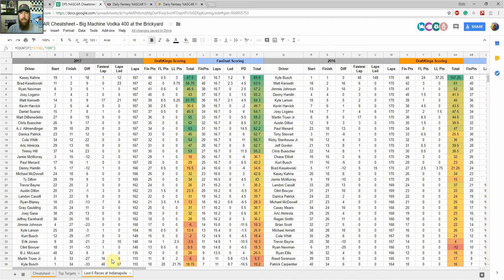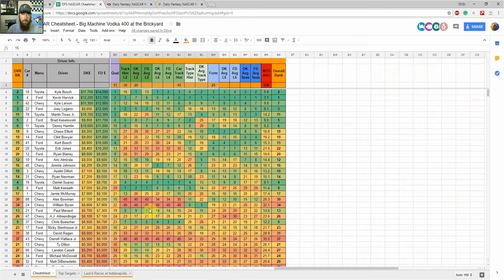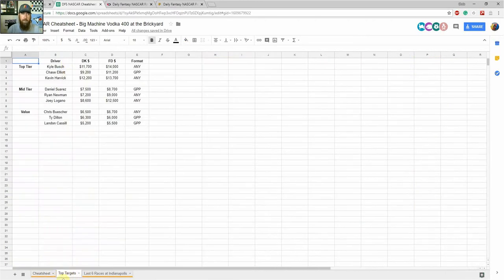But you can look at all that data for the last six years here and kind of ride with that research as well. So going back to the cheat sheet now, I do have my top targets here. I list them here. I'm going to talk about each and every one of those drivers.